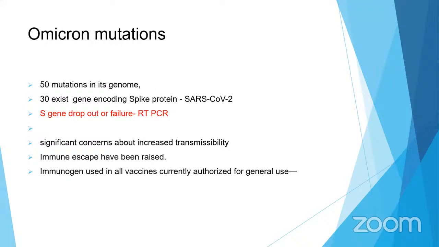S gene dropout or failure can occur in the assay. If there is S gene dropout or failure, it is most likely Omicron, but there is no confirmation, so I have to go for gene sequencing. S gene dropout can occur in a very few cases of the Delta variant of coronavirus also. That's why S gene dropout is only most likely Omicron. Another is N gene dropout. In Omicron virus, because of the spike protein mutations, there is increased transmissibility, and immune escape mechanisms can also be affected.